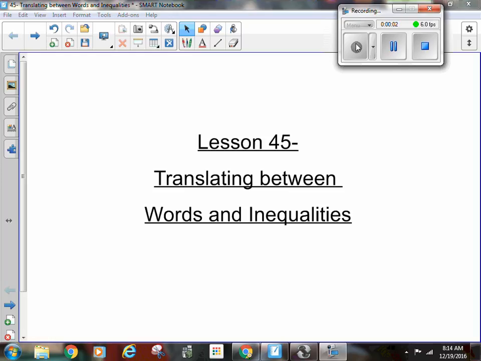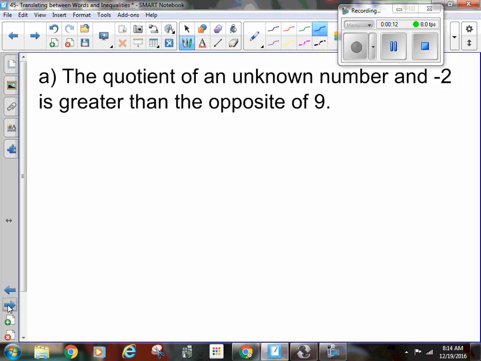All right, ladies and gentlemen, lesson 45 is on translating between words and inequalities. So you're going to be taking words and making them into expressions or inequalities, and you're going to take inequalities and put them into words. All right, the quotient of an unknown number and -2 is greater than the opposite of 9. So we see quotient and we see greater than. So our operation is going to be division, and our sign is greater than.